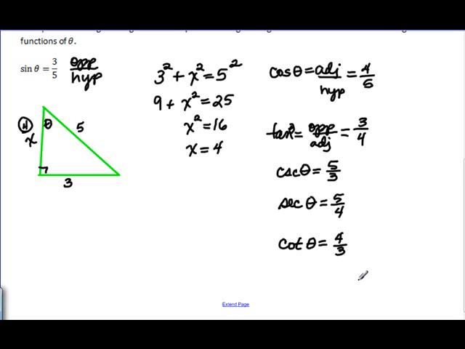Okay, so if you have any questions, really the whole objective is just to learn those definitions of what the trig functions are defined to be, and then find a missing side using the Pythagorean theorem, and then just fill in with the sides to get the values that you need.